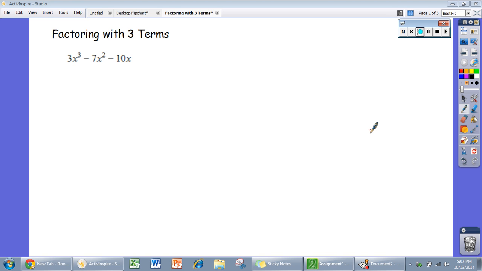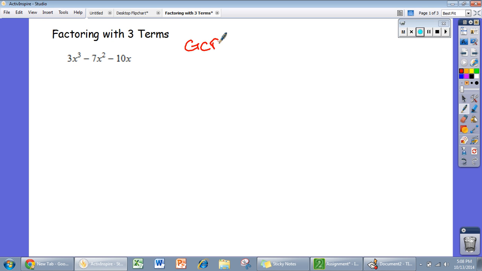Hi, this is Mrs. Boykin, and today we're going to talk about factoring with three terms. Let's take a look at our first problem. We always need to check to see if there is a greatest common factor before we begin any factoring problem.